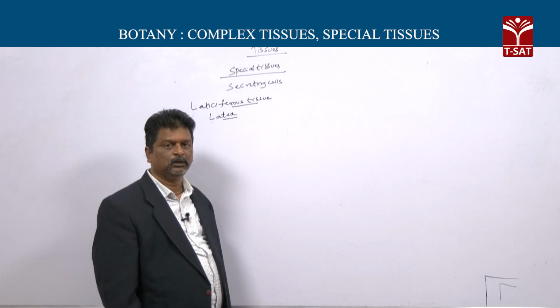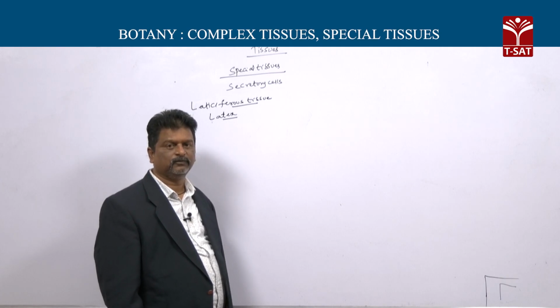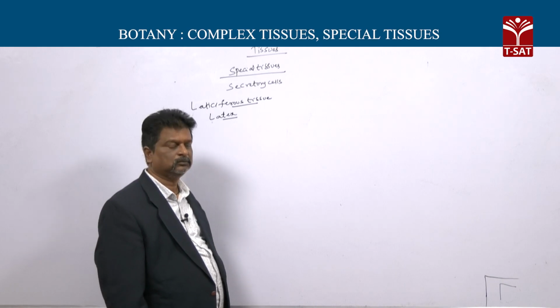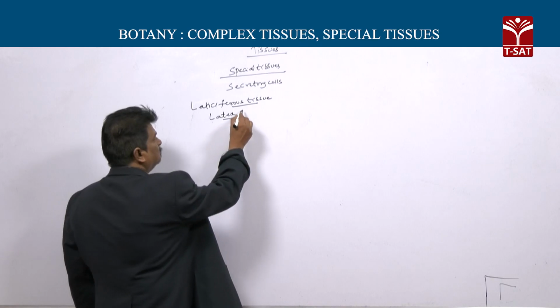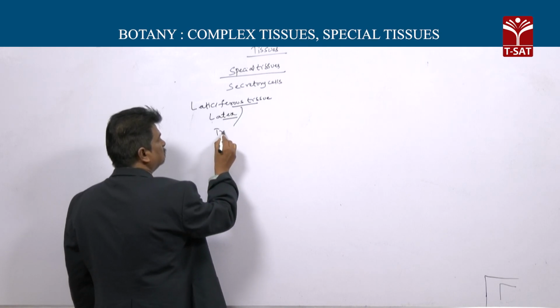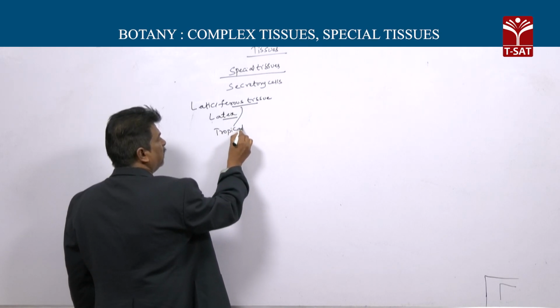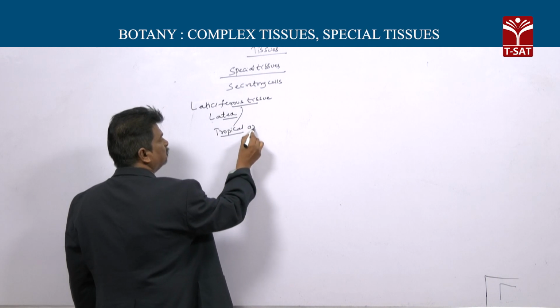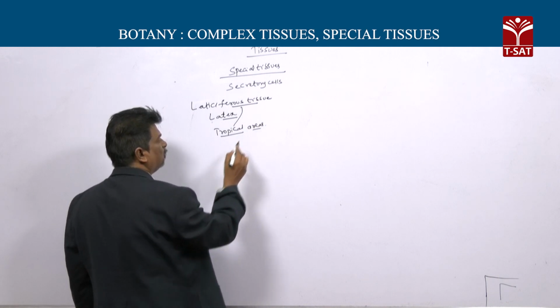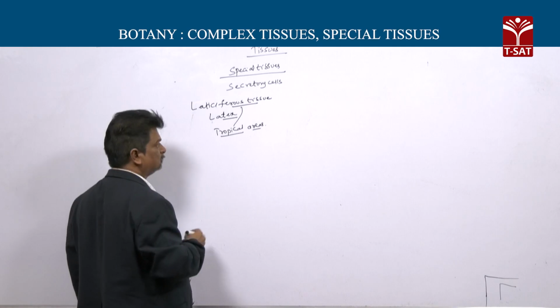Latex is an emulsion of proteins, carbohydrates, essential oils and resins. Then this latissiferous tissue is found in plants which grow in tropical areas.